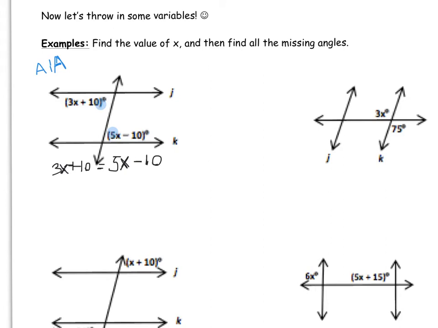So I'm going to subtract 3x to the other side. I'm going to get 2x, and I'm going to add 10 to the other side. I'm going to get 20. I'm going to divide by 2. X is 10.